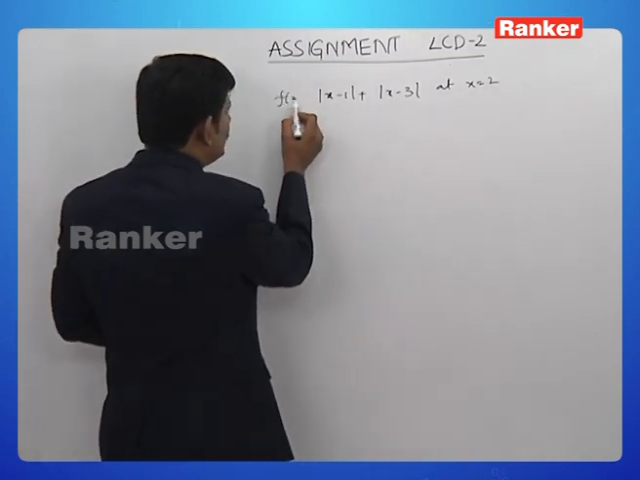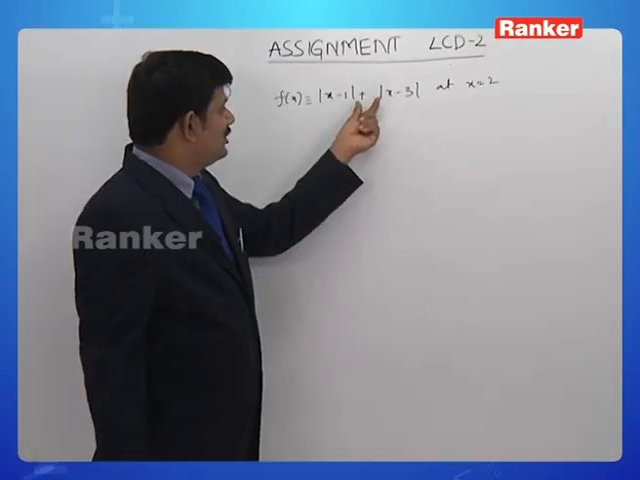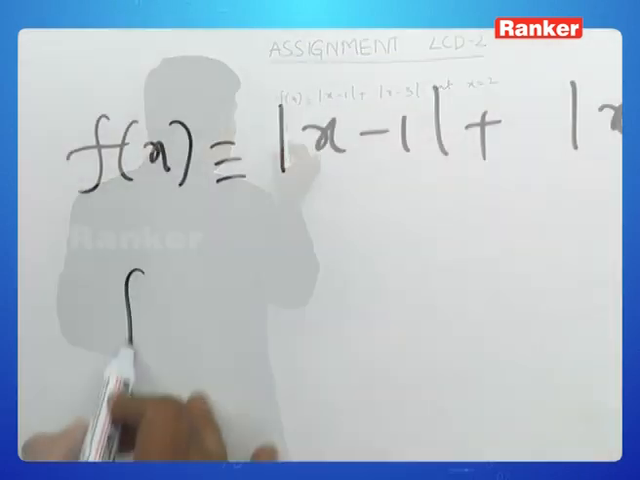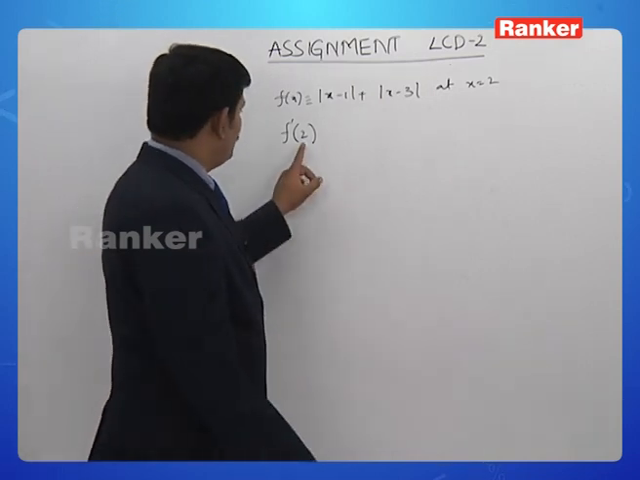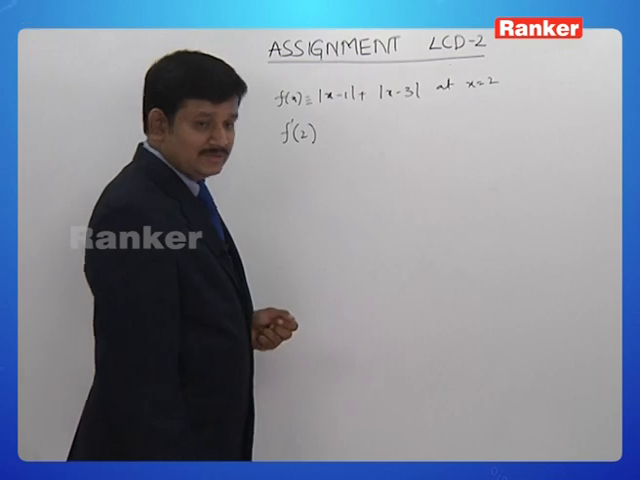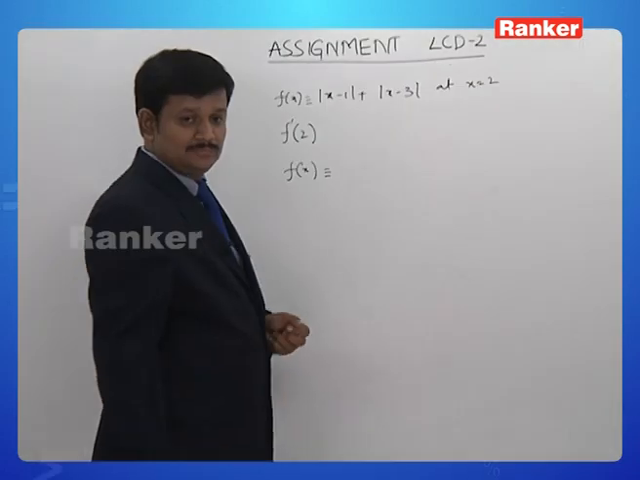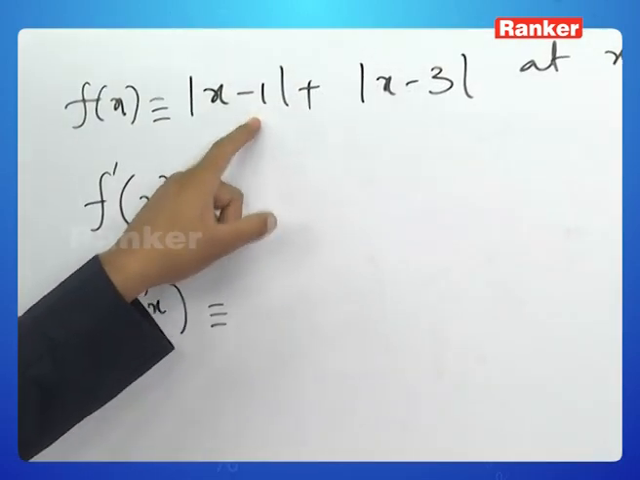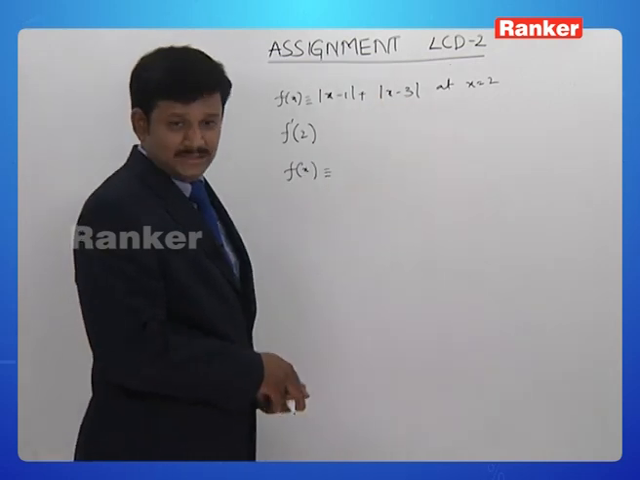Let us call this function f of x. Let f of x be mod x minus 1 plus mod x minus 3, and what we need is f dash of 2. Now, let us define the function f of x in the neighborhood of 2. In the neighborhood of 2, x is close to 2, so x minus 1 is positive, and x minus 3 is negative.